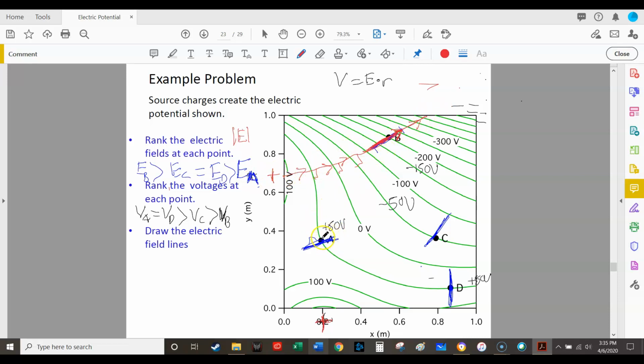Let's do the electric field lines through A. Well, it's going to be going from here, pointing away, towards the negative, to the lower voltage. It's going to continue going, continue going, continue going. And it's going to be pointed up and to the right. But here's where it gets interesting. It actually has to bend down and come in here.